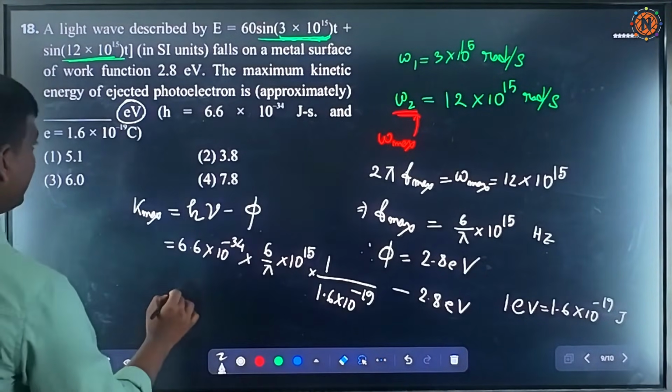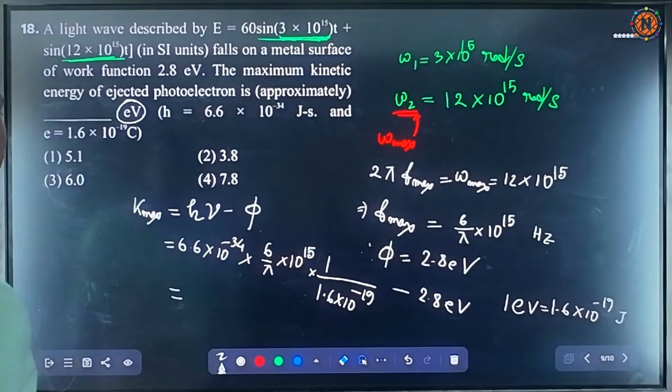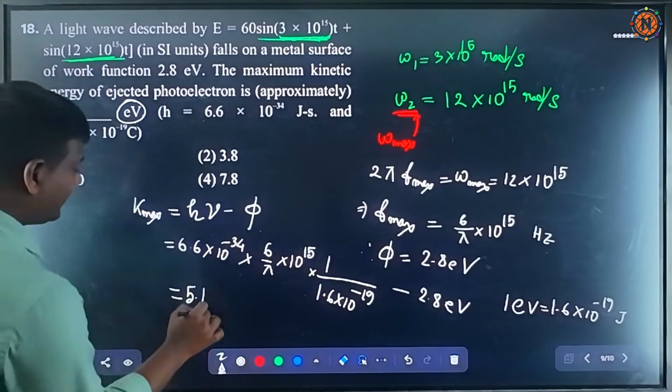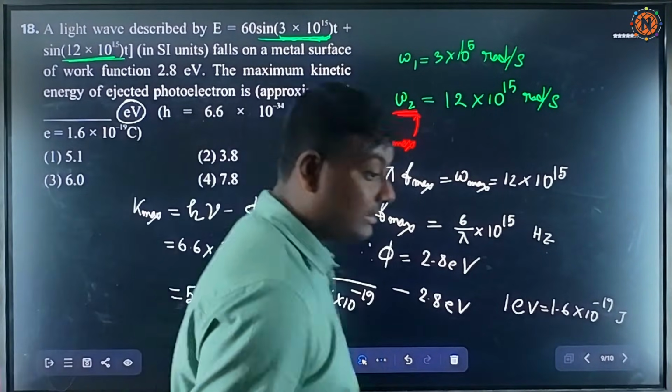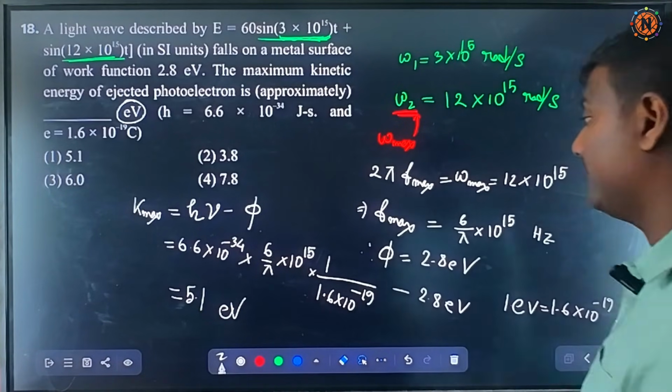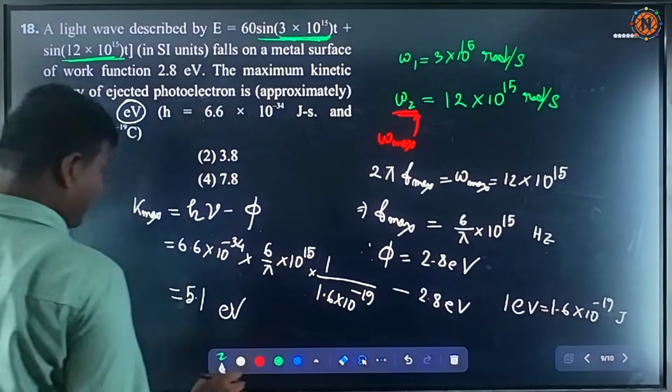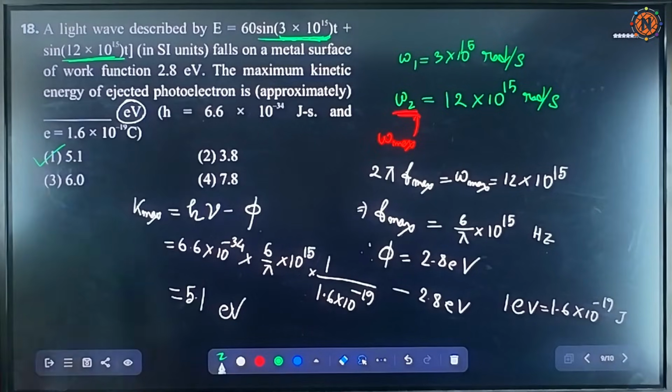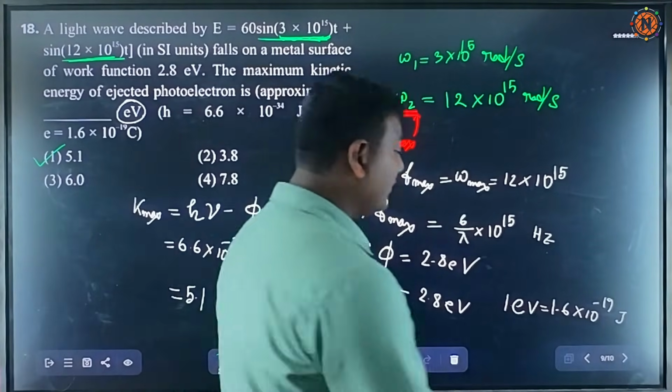So if you solve this, you will get around 5.1, I guess. Let me check. Yes, you will get approximately 5.1 electron volts. So option A is the correct answer. Okay, let's go to the next question.